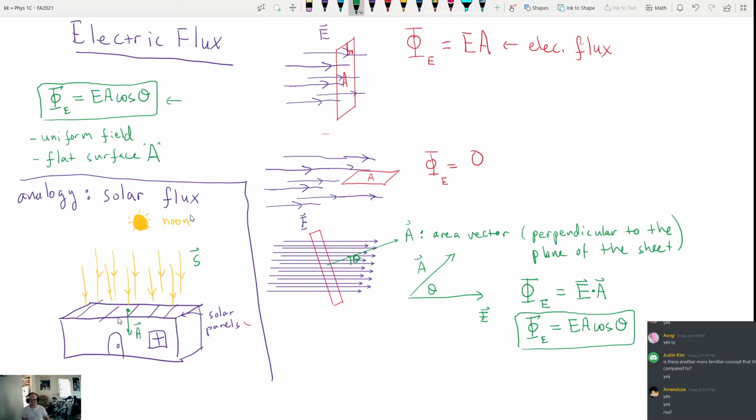Point is, if the area vector points down and the sun's flux points down, this is when you get the maximum, the angle between the two would be 0, basically, right? So cosine of 0 is 1. You get maximum flux. Okay, so that's going to be the maximum flux, right?